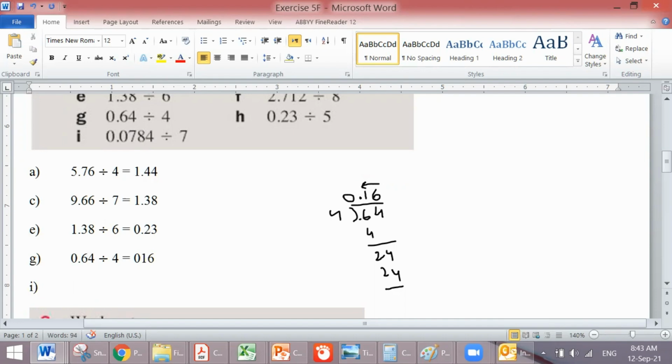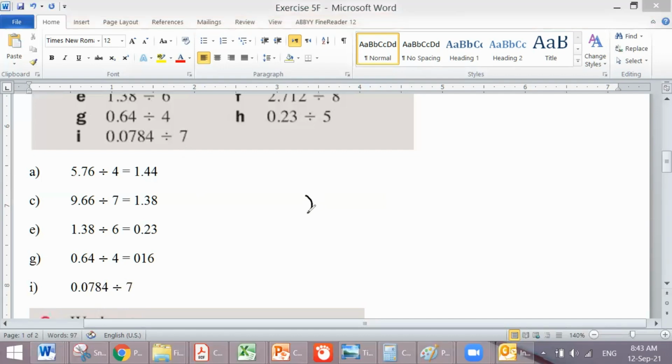And next one is part I, and this one is a little bit different: 0.0784 divided by 7. So here I am going to solve it first without the decimal point. So I will write 784, and then I will divide it by 7. So 7 ones are 7, and now I will put 8 down because 7 minus 7 is 0. Again 7 ones are 7.